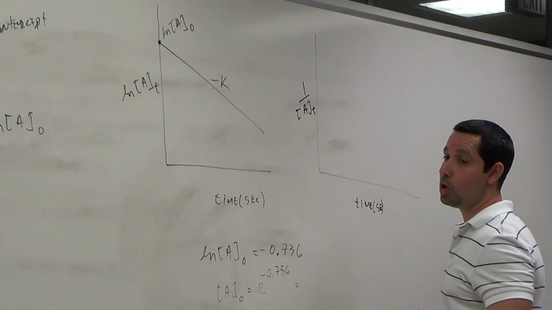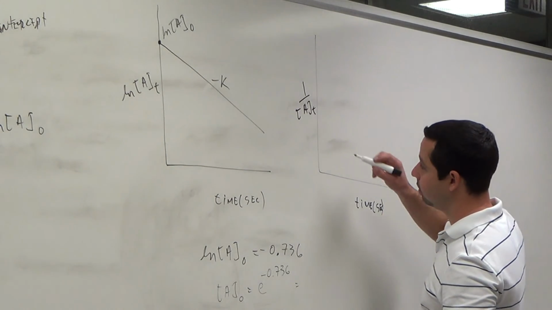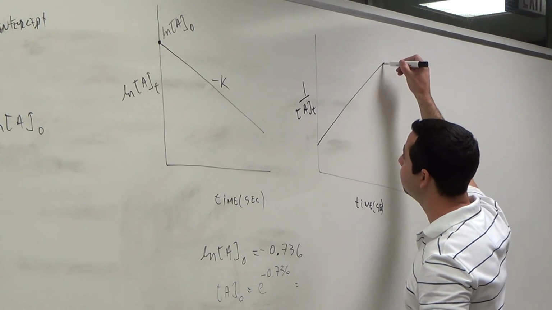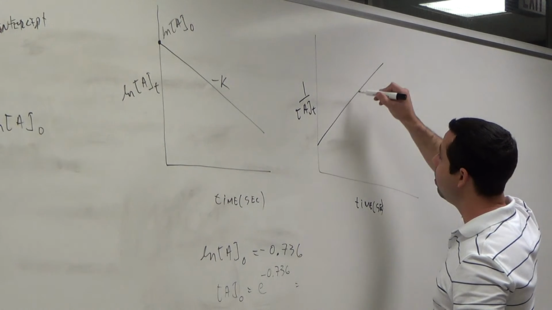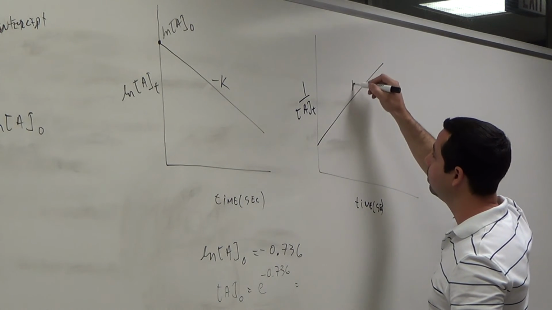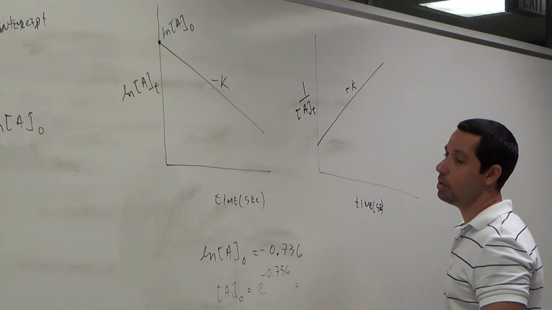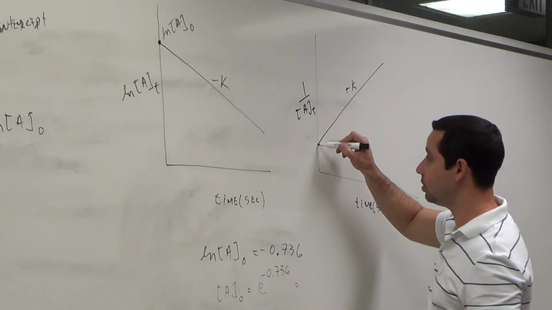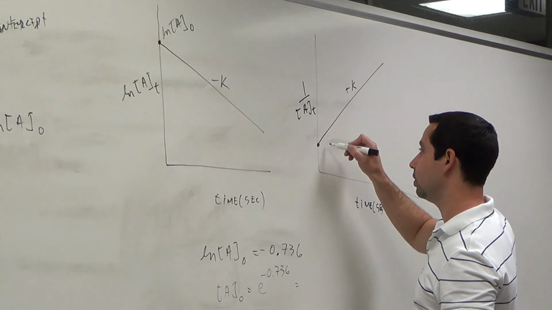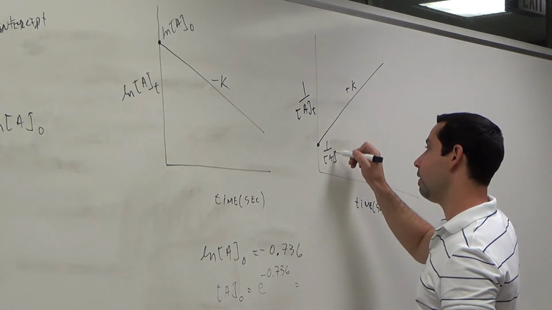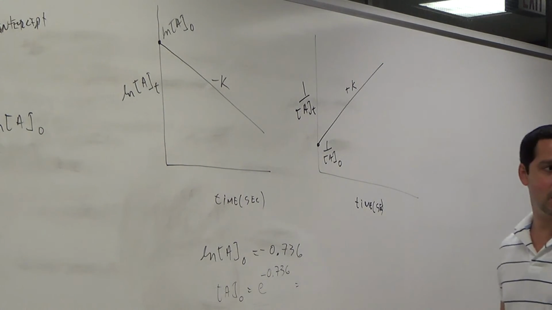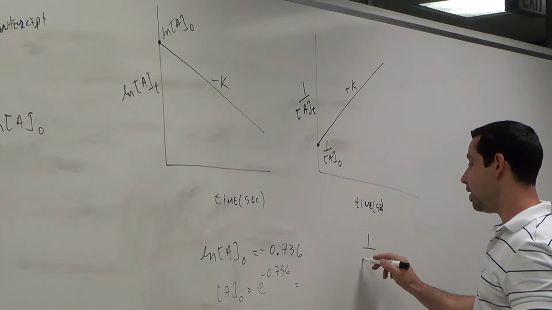Okay, so the slope here is positive or negative? Positive. So it looks like this, yes? What the slope here is? Positive k, very good. This y-intercept is 1 over a0. Let's say I know what that y-intercept is.